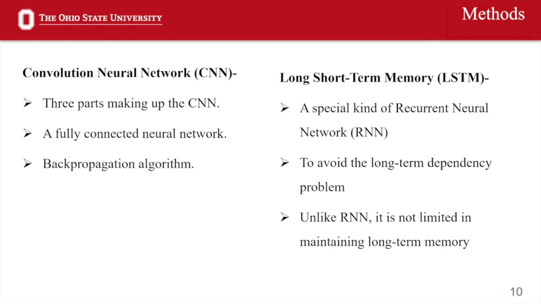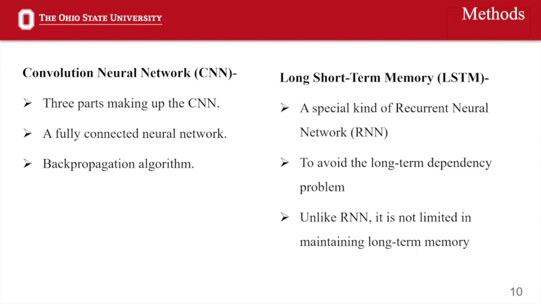And in general, the output of the CNN is treated as the input of the fully connected neural network. And in the training procedure of the CNN, the backpropagation algorithm is conducted. So once the loss function is determined, weight and bias parameters can be optimized by some specific methods, such as the stochastic gradient descent method.